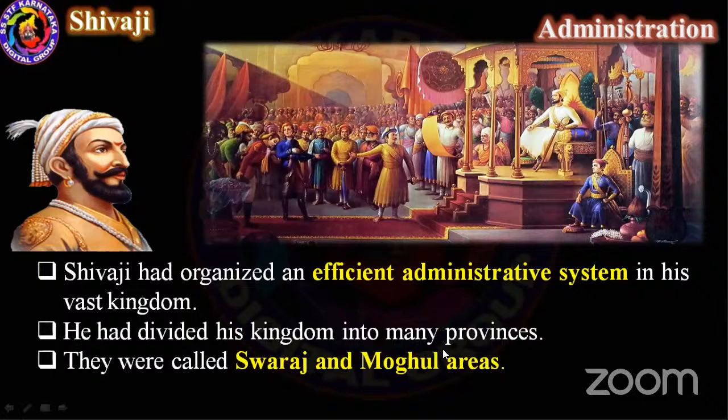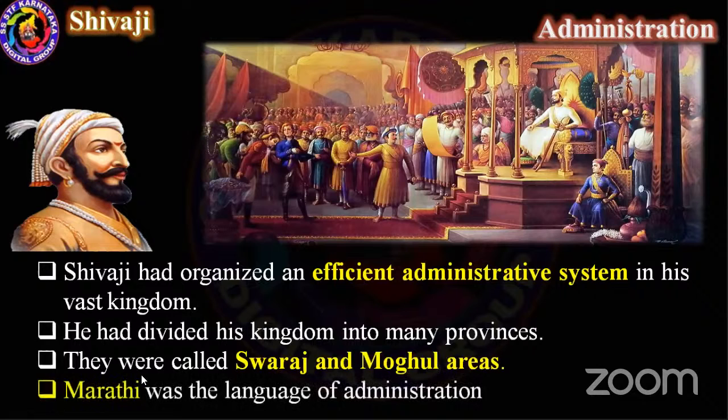They were called Swaraj and Mughal areas. Those provinces were called Swaraj, which means they were under the control of Shivaji. Mughal areas were actually under the control of the Mughals, but often he was invading those areas, establishing himself there and running the administration in those areas also.